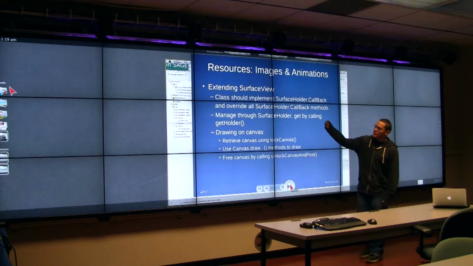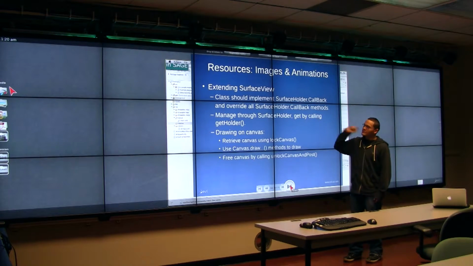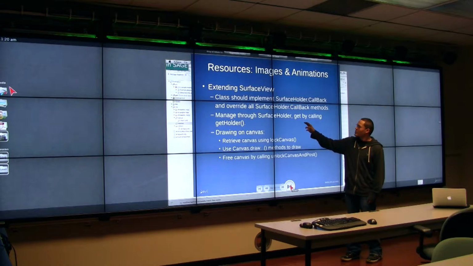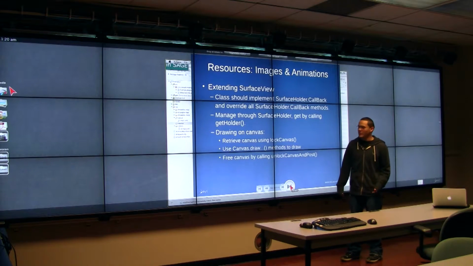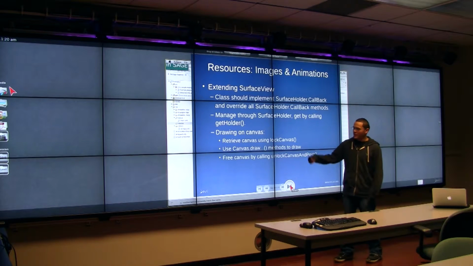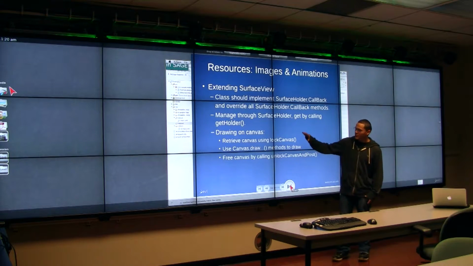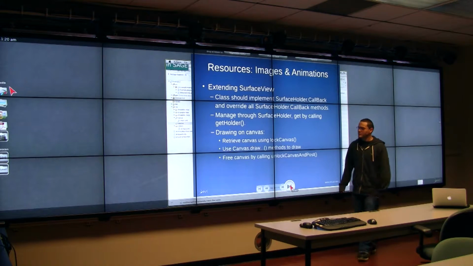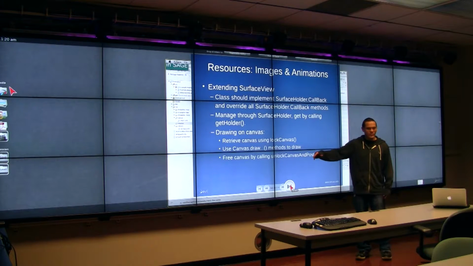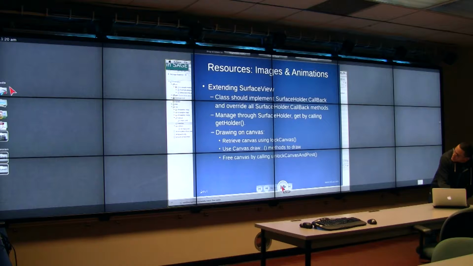When you extend your surface view, your class implements surface holder callback methods, as well as uses surface holder to manage your canvas. You get the holder by calling getHolder. And to draw the canvas, similar to the other one, you call a series of draw methods, except in this scenario, you have to lock the canvas and unlock the canvas because you're dealing with a thread. When you lock canvas, it returns the canvas for you. So I'll go over the code and walk you through that.